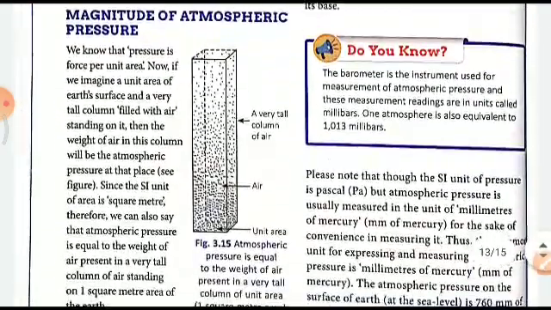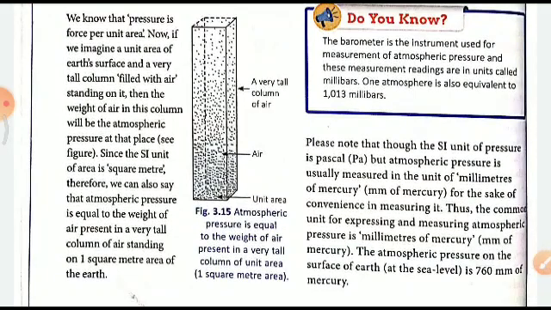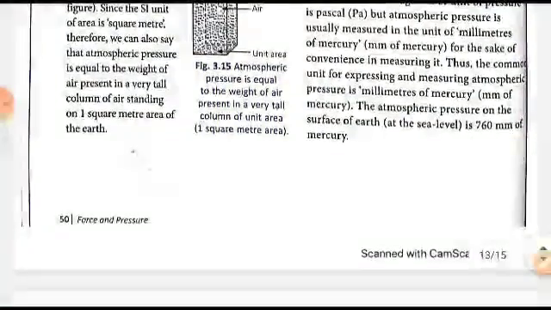Now the magnitude of atmospheric pressure. We know that pressure is force per unit area. Now if we imagine a unit area of the earth's surface and a very tall column filled with air standing on it, then the weight of the air in this column will be the atmospheric pressure, right? The SI unit of pressure is the pascal, or newton per square meter. Therefore we can also say atmospheric pressure is equal to the weight of the air present in a very tall column of air standing on 1 square meter area of the earth, right?